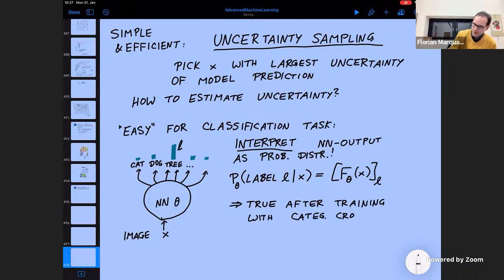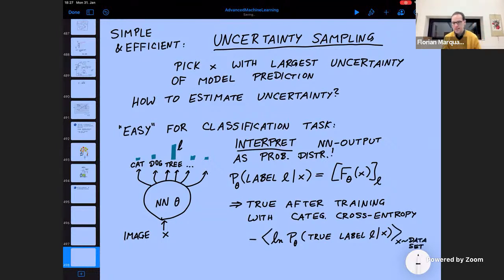So the categorical cross entropy is basically the Kullback-Leibler divergence between the true distribution for any given sample and the distribution output by the neural network. And if there is only one true label, what this means is I evaluate the model distribution at the true label, take the log, and average this over all X in the data set.